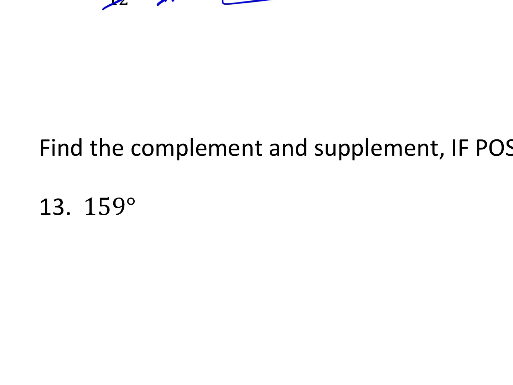All right, for 13, we want to find the complement and supplement if possible. How would we find complementary angles? Awesome. So they add up to 90 for complementary, but we always do 90 minus the angle. But what if it was given in radians? You could convert it, but that would be a lot of work. What else could we do? What's the equivalent to 90, but in radians? Pi over 2. So we do pi over 2 minus the angle.